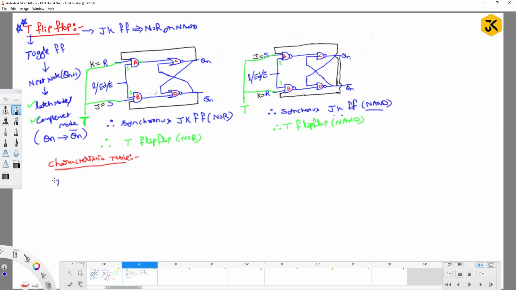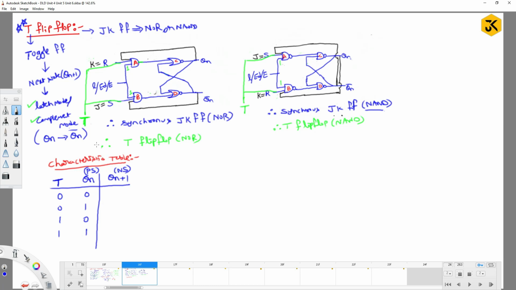So what might be the inputs here? T and Qn, right? Whereas in earlier cases it was J and K, now it is T only as input. So I have taken T, Qn, and Qn plus 1 is my next state. Meaning if I have the T value and Qn as the present state, what might be the next state? That is what I am trying to define here. If two variables are there, how many possible inputs? 0 0, 0 1, 1 0, 1 1.